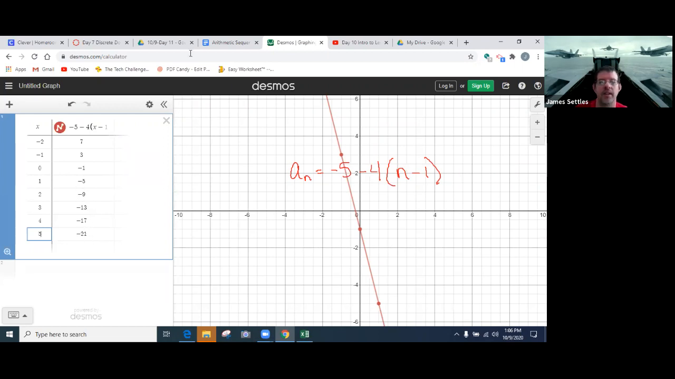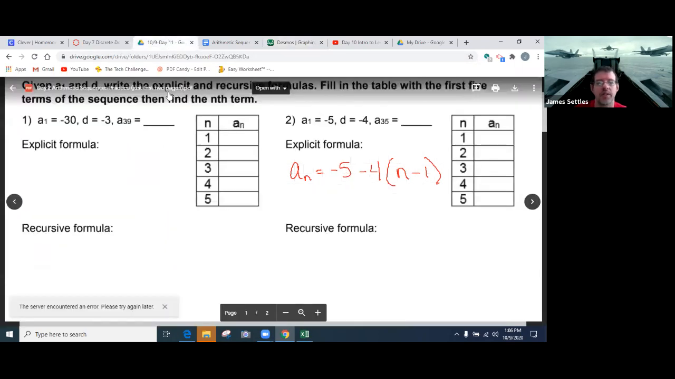All right, so -5, -9, -13, -17, and -21. This is our pattern right here. So I will fill this in. So we got -5, -9, -13, -17, and -21. And you can tell here this is going by -4s. So that's our pattern. And then they want us to go to number 35.